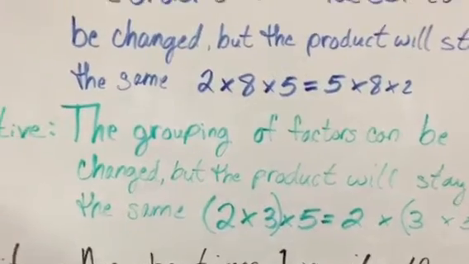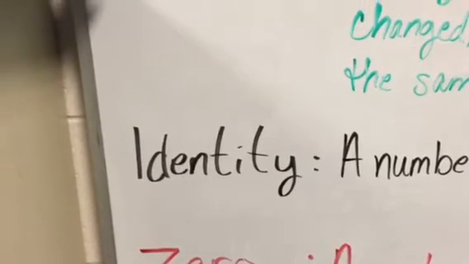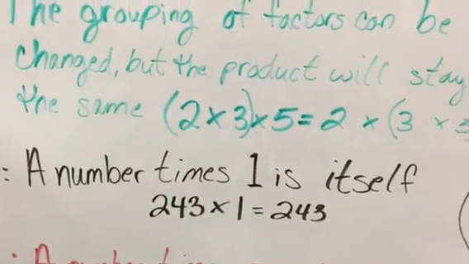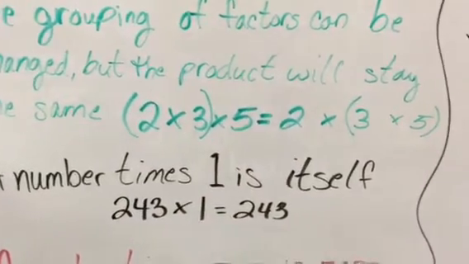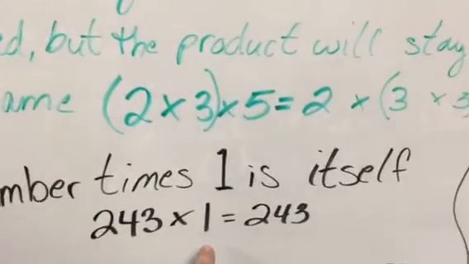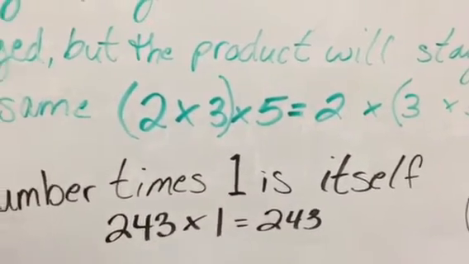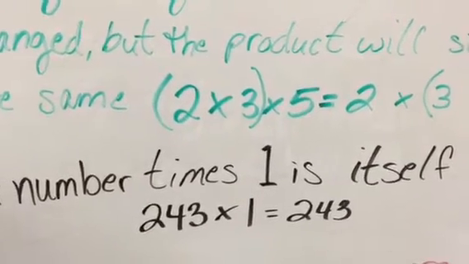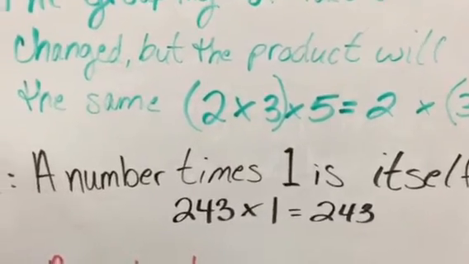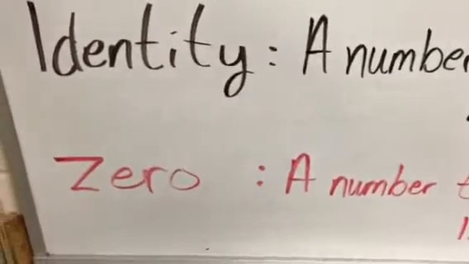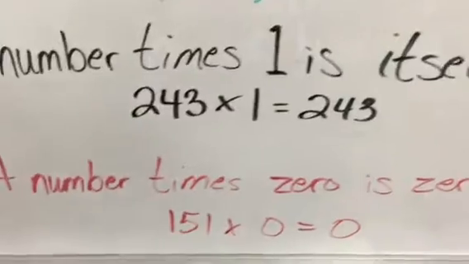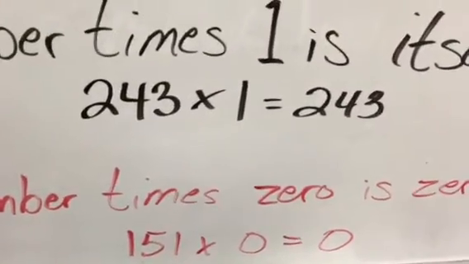And now we come to one that all of you probably know, but just might not know there's a name for it. It's the identity property. The identity property is a number times 1, any number times 1 is itself. So 243 times 1 equals 243. 1,760,000 times 1 is 1,760,000. It works for any number. And also the zero property. Any number times 0 is 0. So 151 times 0 equals 0.